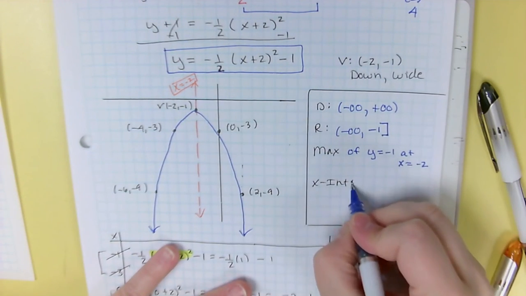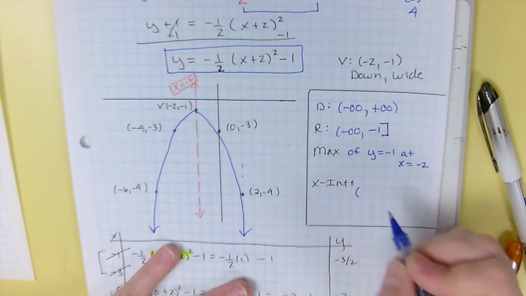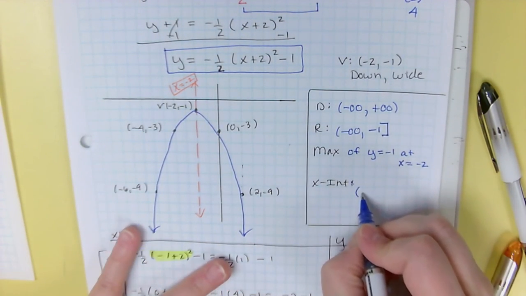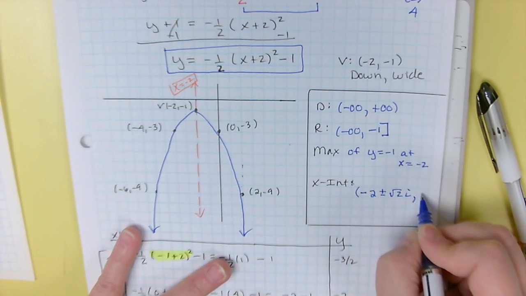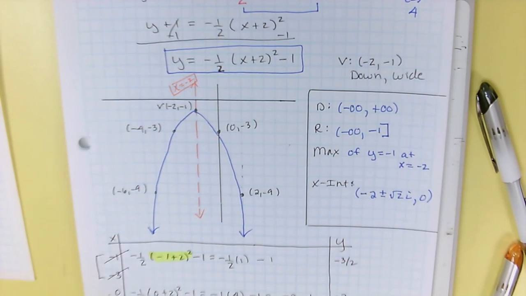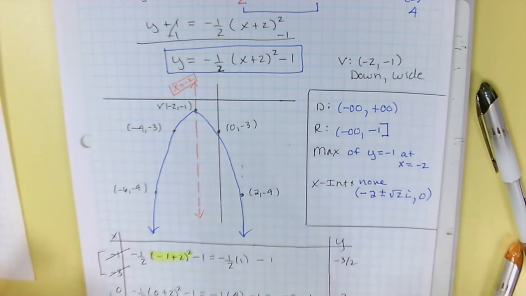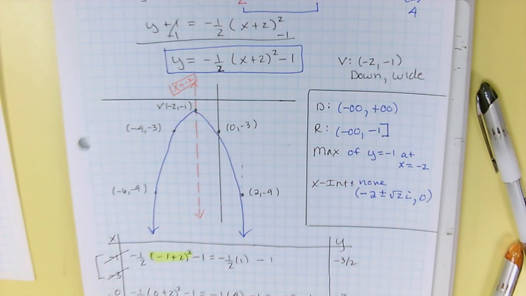Now, again, I don't have time to go over how to do the x-intercepts, but if you want to use this as a practice problem, the x-intercepts end up being -2 plus and minus radical 2i, comma 0, because there basically are none. They come out imaginary.